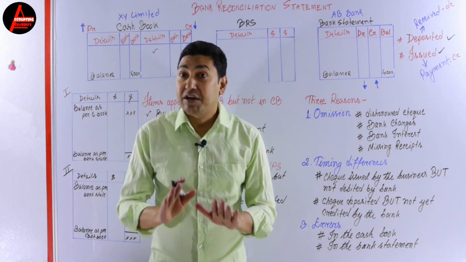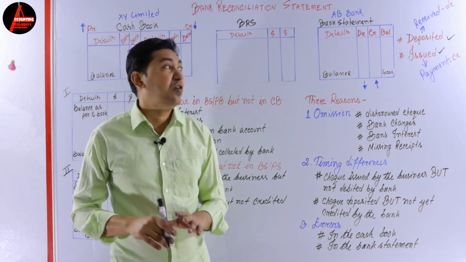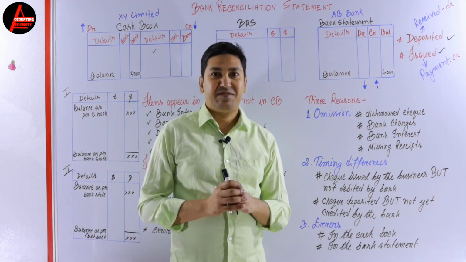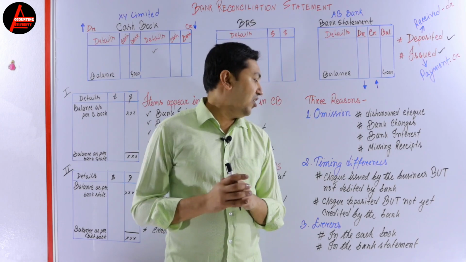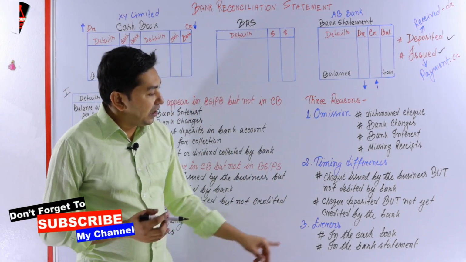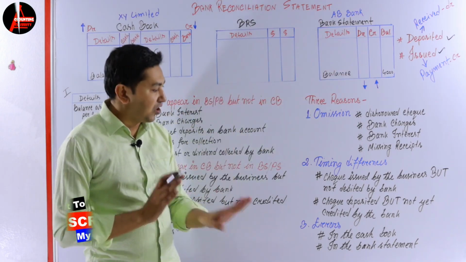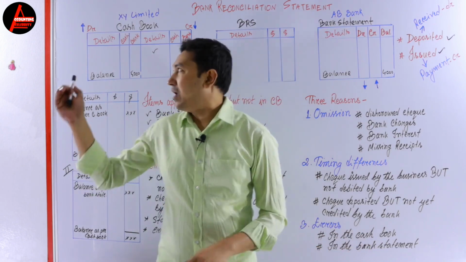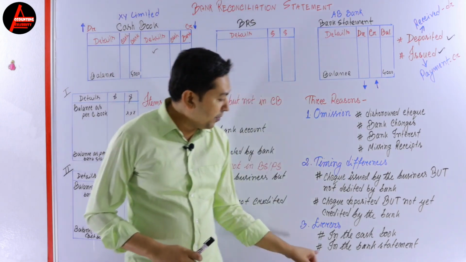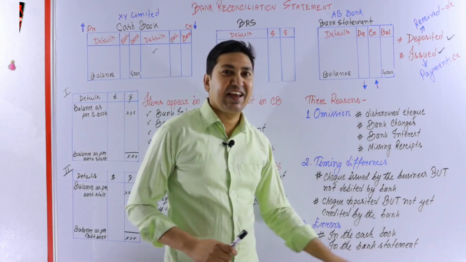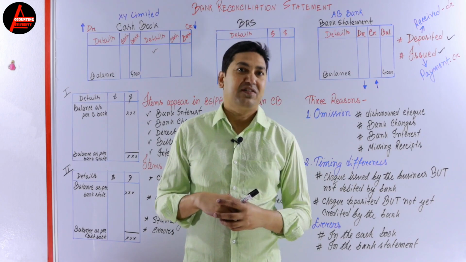Once again, whatever transactions are entered in the cash book, the same transactions with the same value are entered in the bank statement. But difference occurs. Okay, then what is next? Number 3, errors. So errors happen in the business or in the bank. Okay, so error in the cash book, maybe the accountant made a mistake in the business to make a transaction in the cash book. Maybe the bank made a mistake in the bank statement. So for the errors, this difference may occur.